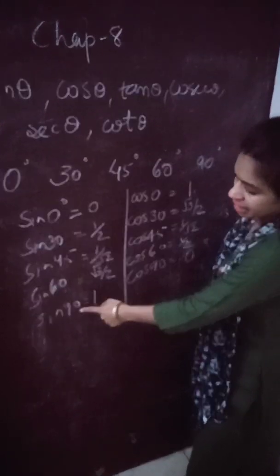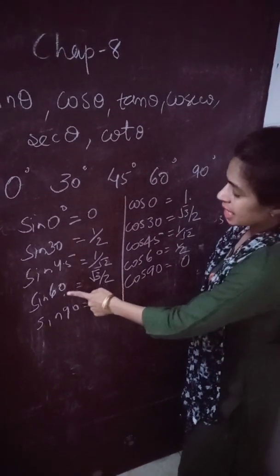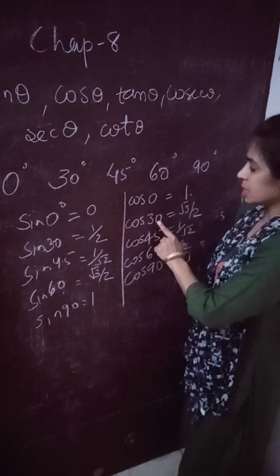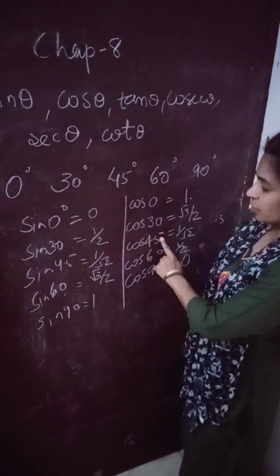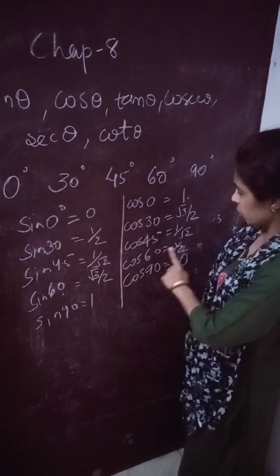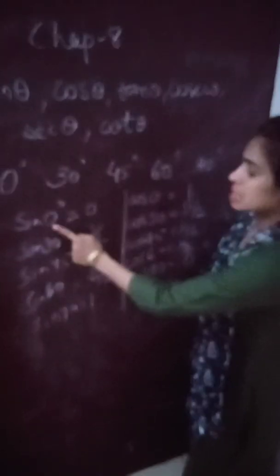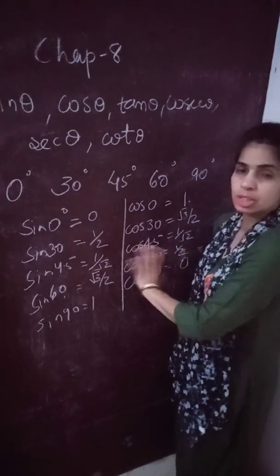Okay. So see, sin 90 is 1. Here cos 0 is 1. Then sin 60 is root 3 by 2. Here cos 30 is root 3 by 2. Sin 45, cos 45 is equal to 1 by root 2. Sin 30 is 1 by 2. Cos 60 is 1 by 2. Sin 0 is 0. Here cos 90 is 0. So it is very easy to learn.